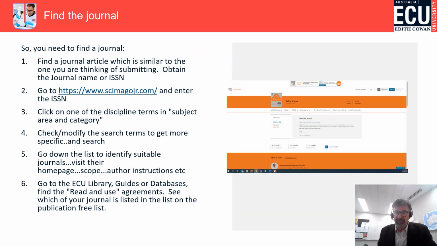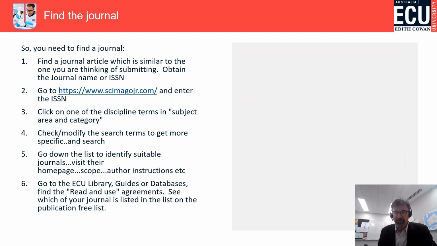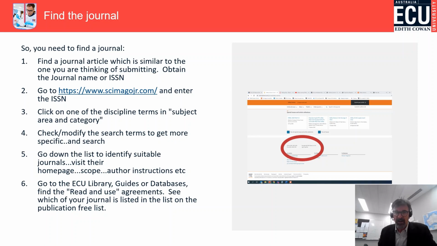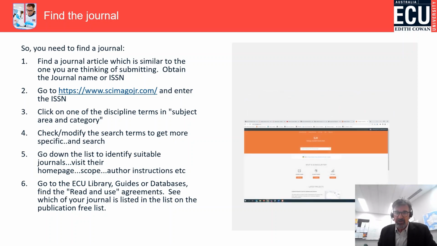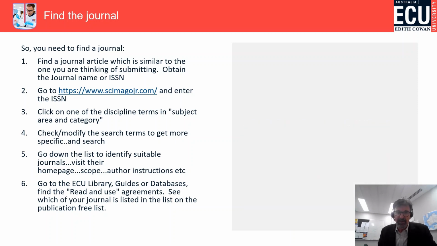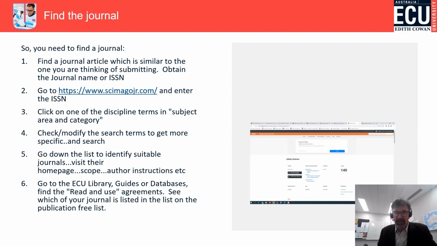You click on Safety Science and it takes you to the Safety Science website, and somewhere on that page there is an ISSN number. That ISSN number is a unique identifier for that journal. You go to the Scimago website and you put in that ISSN number, and it brings up a ranking and some information about the Safety Science journal.